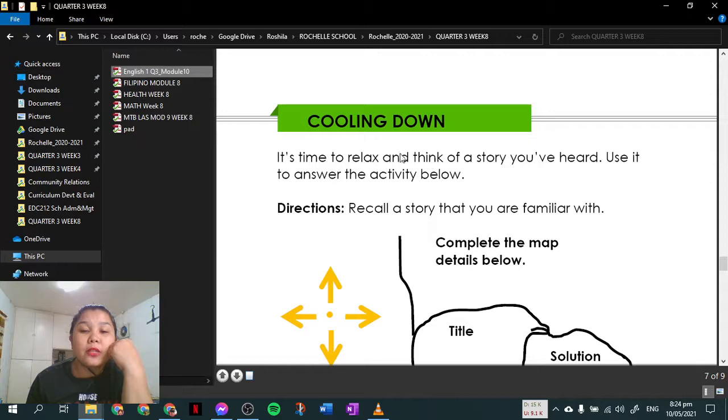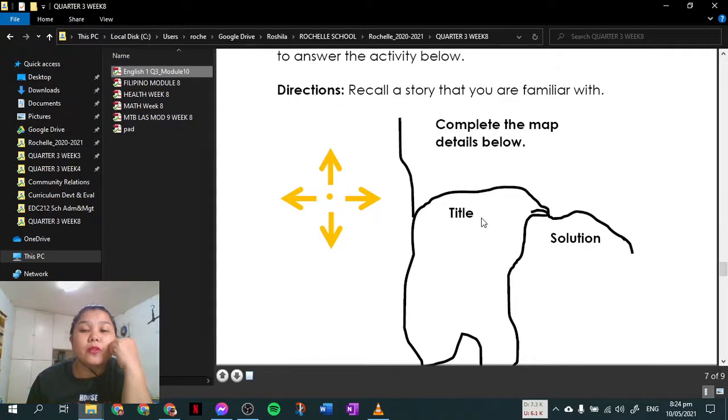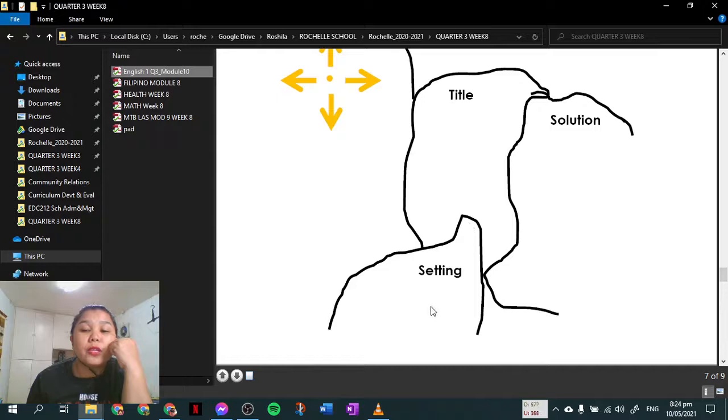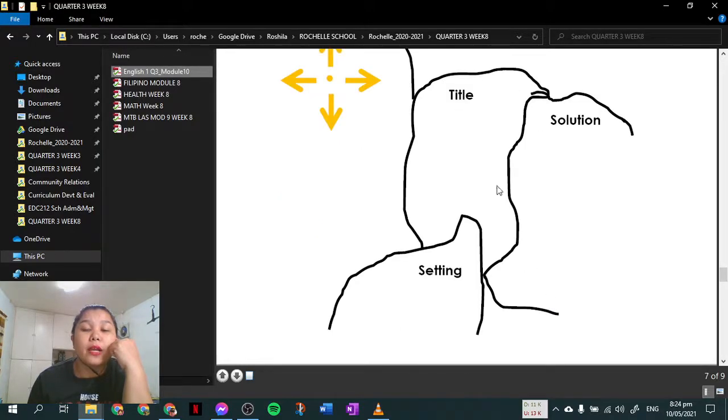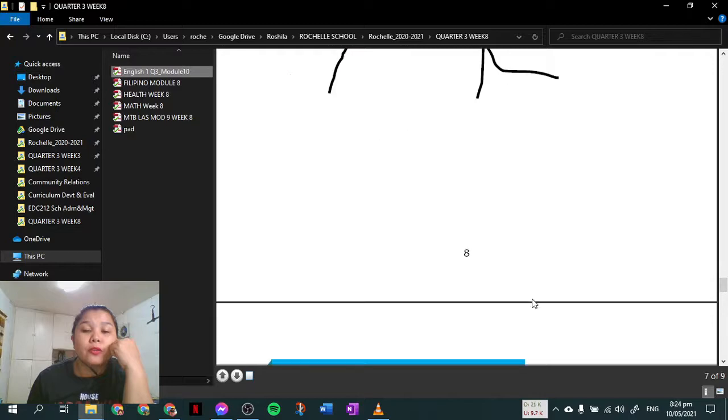Then cooling down, it's time to relax and think of a story you've heard. So another story, use it to answer the activity below. So recall a story that you are familiar with. So what are the things that you need to remember from the story? First is the title, the setting, the solution. So yan ang bubuuhin nyo.